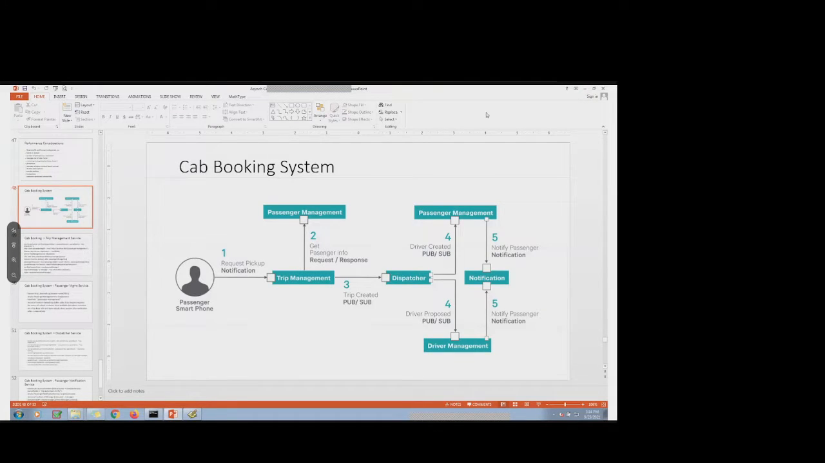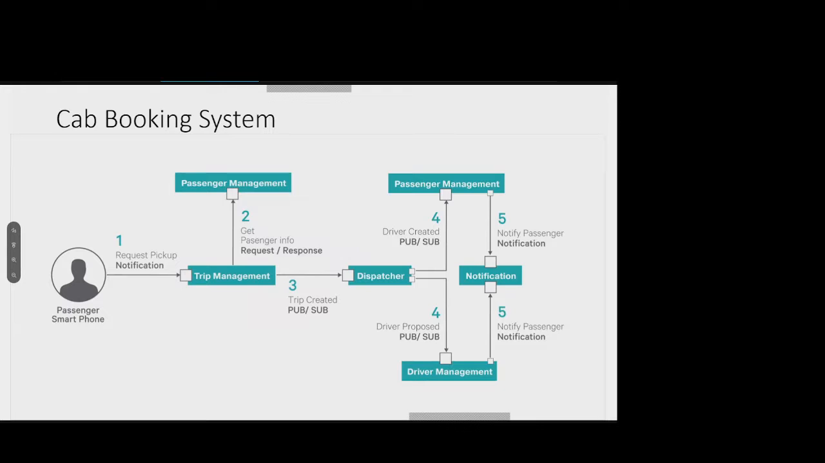So I'm just talking about this application, a cab booking system, where we have communication happening in terms of synchronous as well as asynchronous communication. And there we have several services also, and they are doing their roles accordingly. So in this case, in the front end, we have a trip management service.